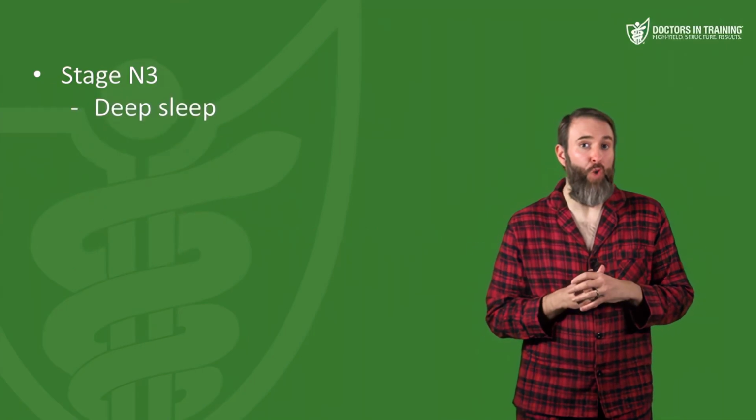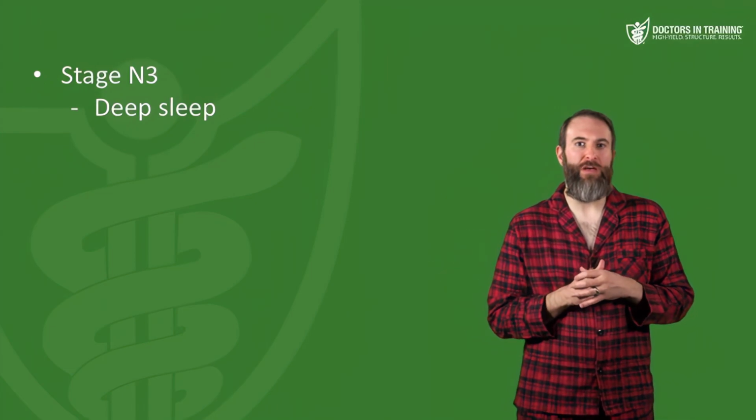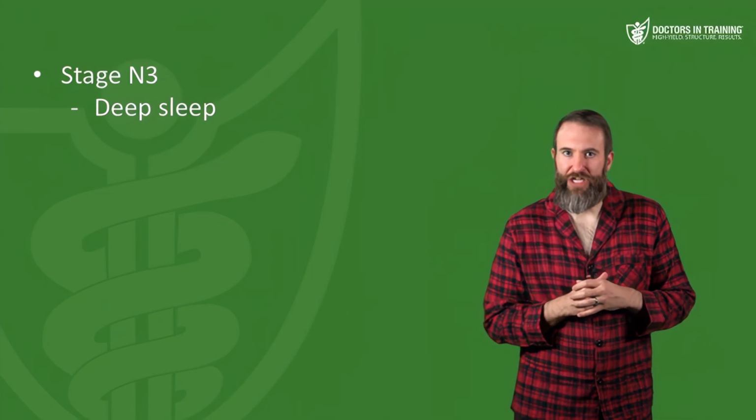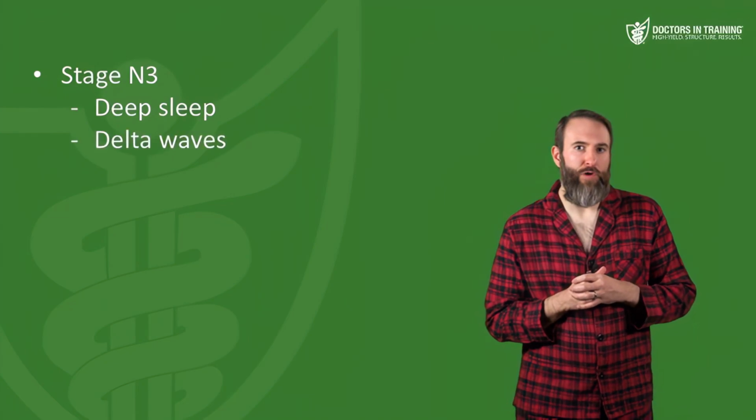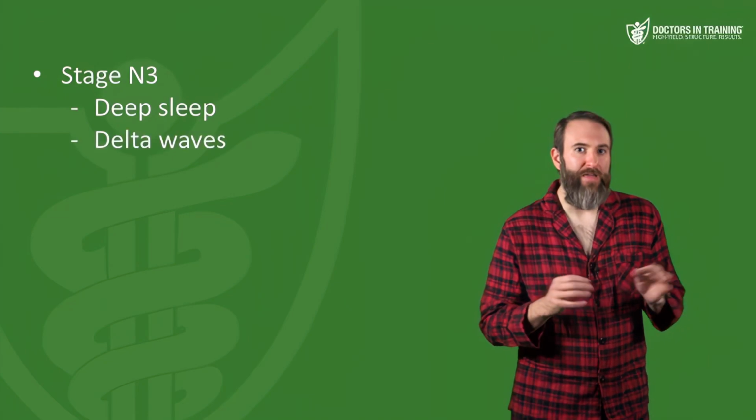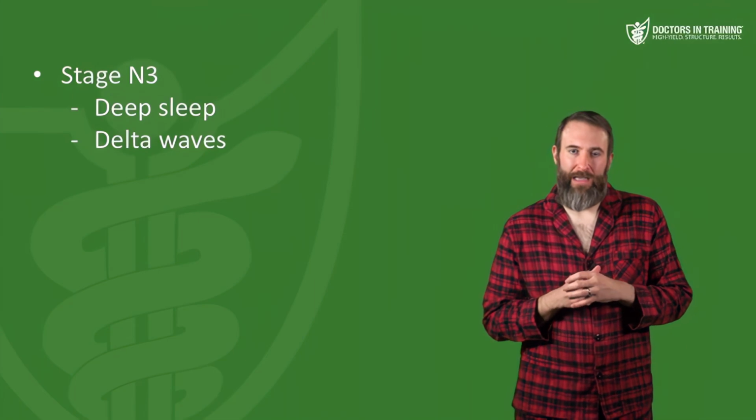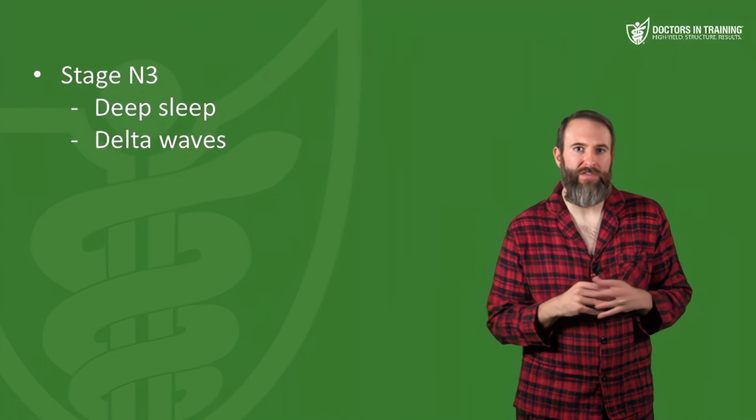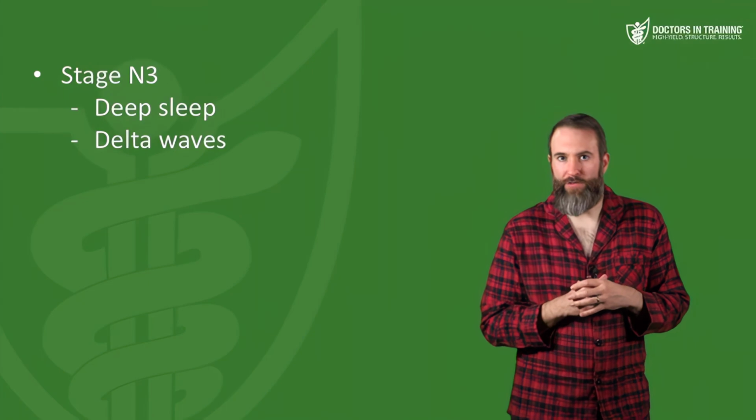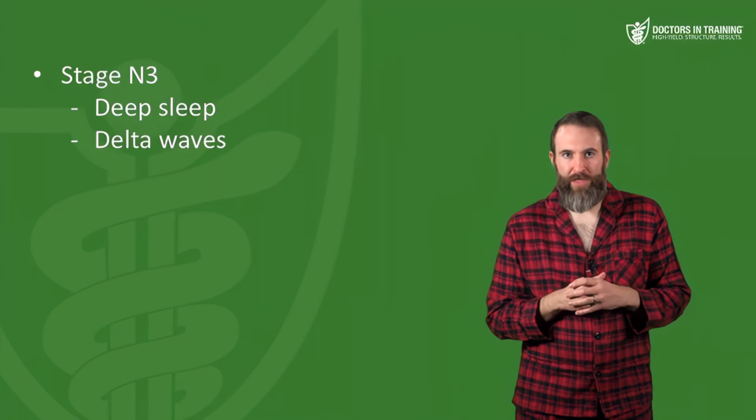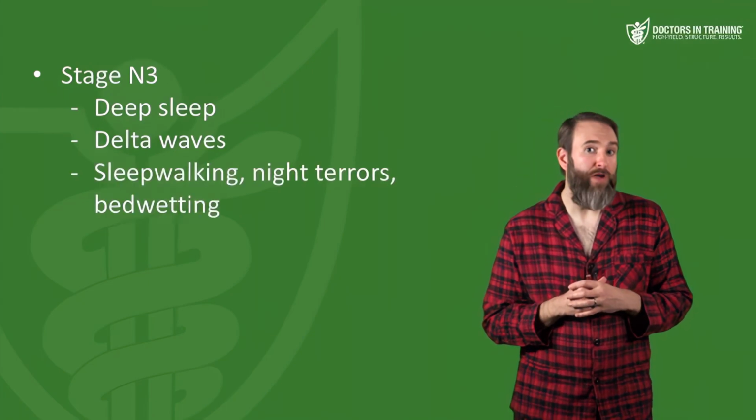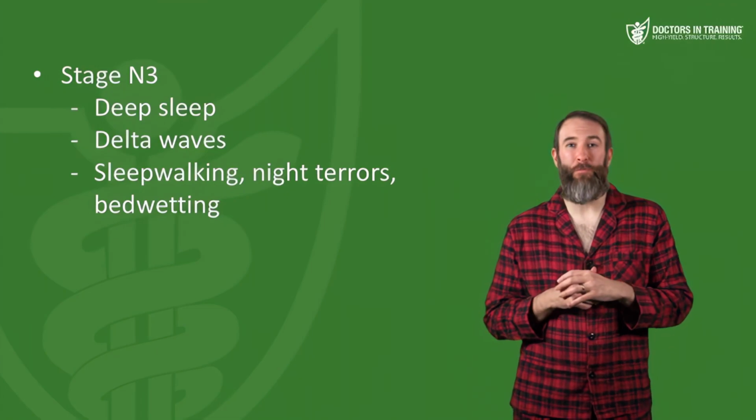Moving on to stage N3. This is slow wave sleep, or sometimes referred to as just deep sleep. Young adults are going to spend about 20% in stage N3. Now the waveform for stage N3 shows delta waves on the EEG. And it's actually kind of like the reverse of beta waves. Delta waves are low frequency, high amplitude waves. Stage N3 is where you have sleepwalking, night terrors, and also bedwetting.